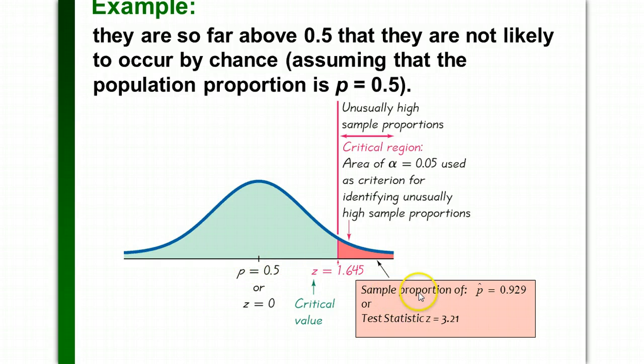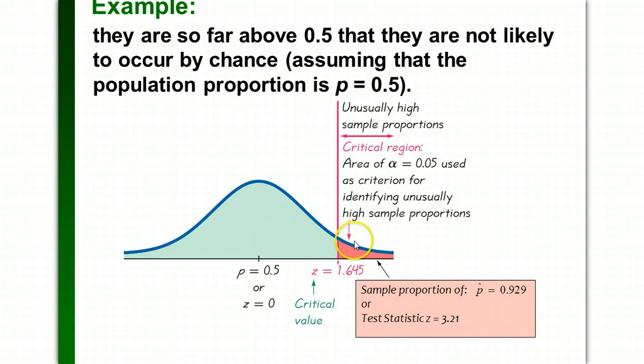All right, our sample proportion, that 0.929, that 0.93, is so far away from this claim of 0.5 that the z-score for that number in this distribution of the possible sample proportions, which is what this black line represents, is around 3.21. Well, here's 1.645 right here. So that means that 3.21 is way down here.